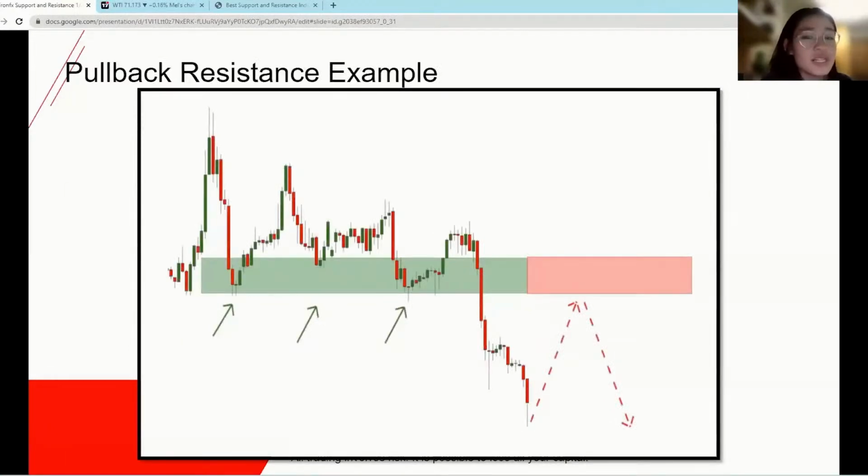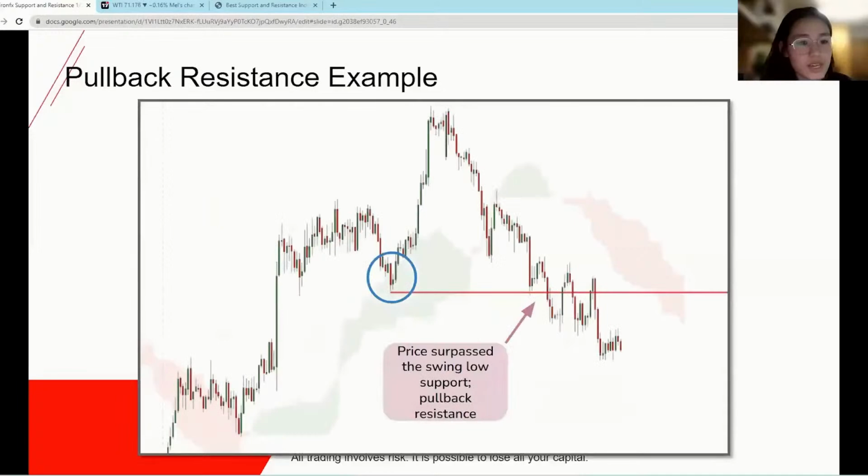Okay. Similarly, in this example, we see price testing this green area 3 times, so making it a swing low support level. But you can see price has broken out of this level. Once price breaks the level, it becomes a resistance. So it switches over, becomes a pullback resistance, and we expect price to retrace and pull back to the same level as seen from these red arrows. Okay, here's another example.